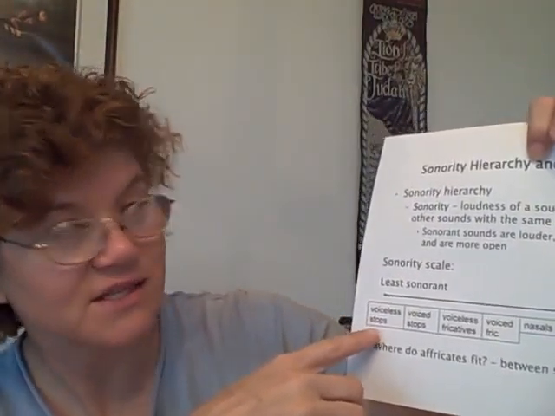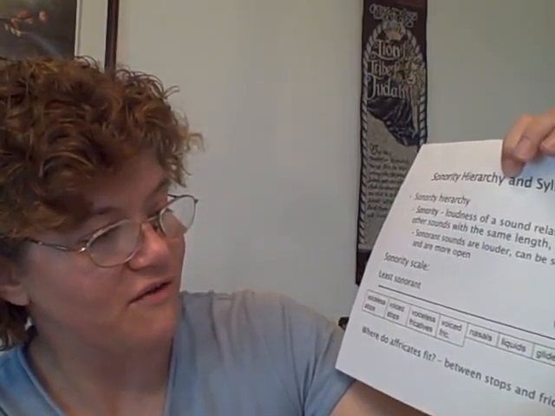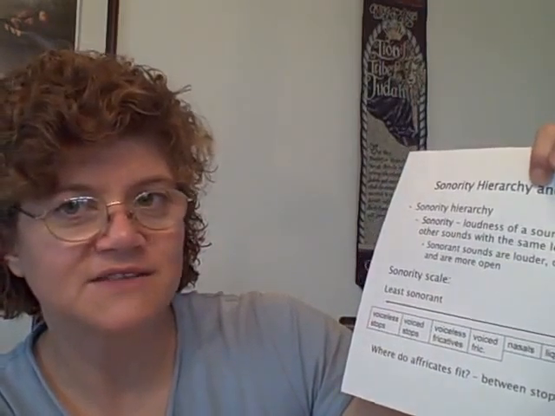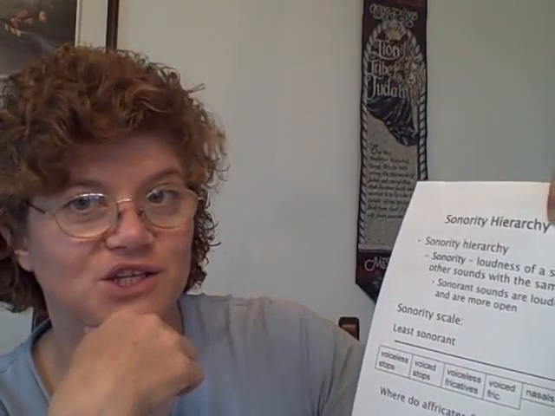Sonority hierarchy and syllabification: sonority is the loudness of a sound relative to that of other sounds with the same length, stress, and pitch. Sonorant sounds are louder and can be sustained longer, and they're more open in their production. So here's the sonority scale. These are less sonorant, and these are more sonorant. So you have voiceless stops that are very unsonorant, and the most sonorant are the low vowels. Think about, where would affricates fit in this? They fit between the stops and the fricatives because they're a combination of those two.